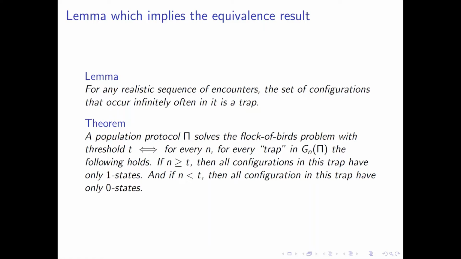But by the lemma, the set of all these configurations should be a trap. On the other hand, it should be a subset of the trap that we came into first. But it is impossible that one trap is a proper subset of another trap, because otherwise we could leave the smaller trap. So all configurations in my trap occur infinitely often. It means they should only have one state, by the definition of what it means that pi solves our problem.